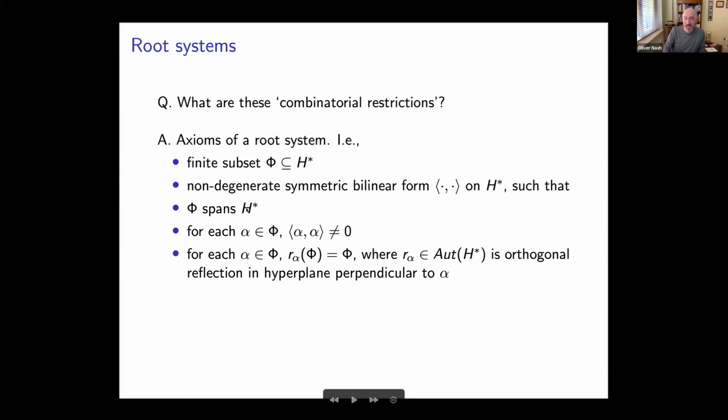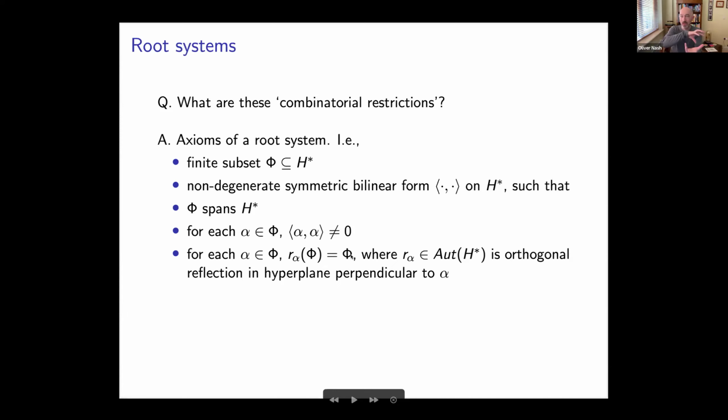So the vectors must span, and they must not be null with respect to this inner product. And then because you have this symmetric bilinear form, you have a concept of orthogonality, and so you can talk about reflections. Given a root, or given a vector alpha, you can talk about the reflection in the hyperplane perpendicular to it. And this is the key combinatorial condition: reflection of this set phi in the hyperplane perpendicular to one of the roots.